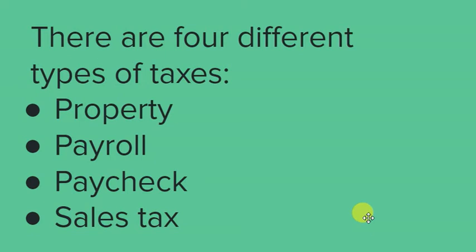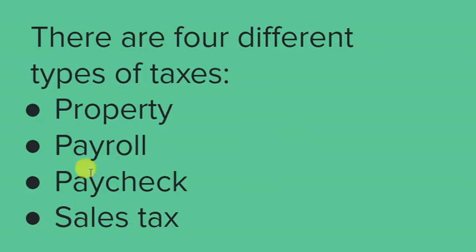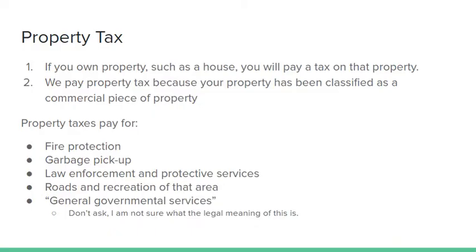So here we have 4 different types of taxes. We have property, payroll, paycheck, and sales tax. Up here, before, when you guys saw property, sales, and income tax, what you did not see was payroll tax. And the reason that you are not going to see payroll tax overall is because payroll tax is actually not paid by you, it's paid by the employer, but we'll talk about that more.